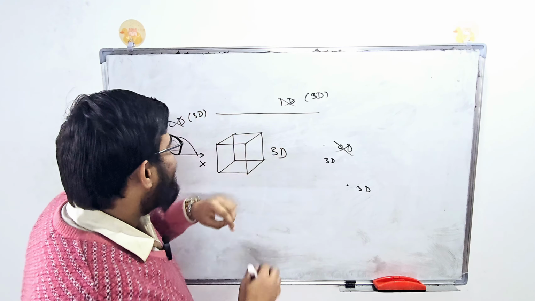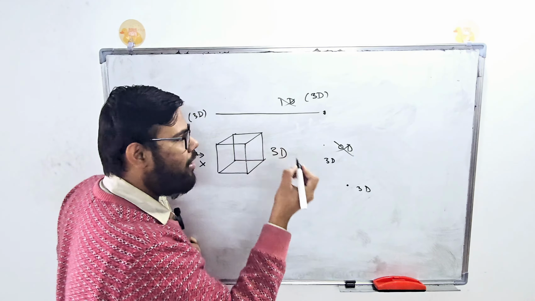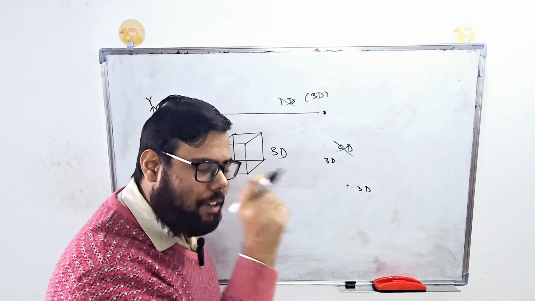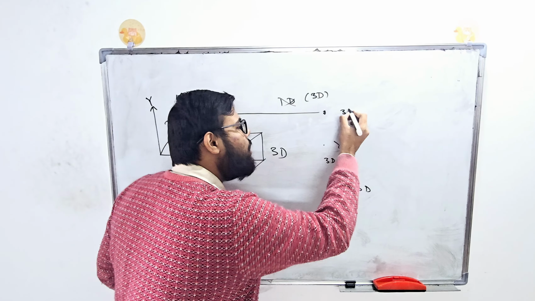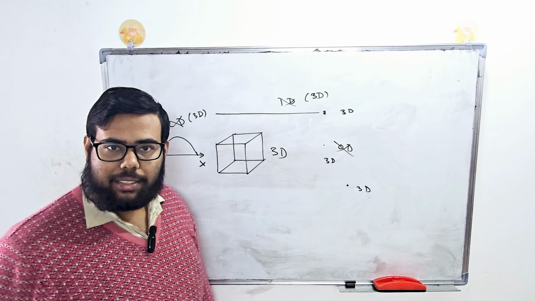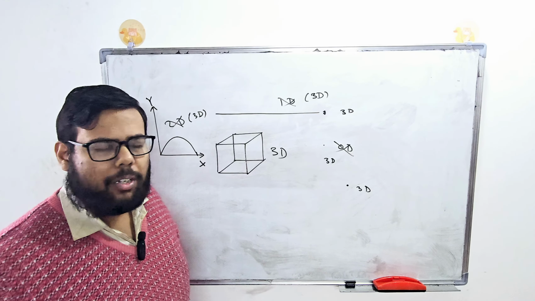it has a length, it has a very small width, the width of this marker, and it has some thickness, a very minute thickness, but it has some thickness, so it is also three dimensional. And similarly this also has three dimensions, and we know that this is three dimensional as such.